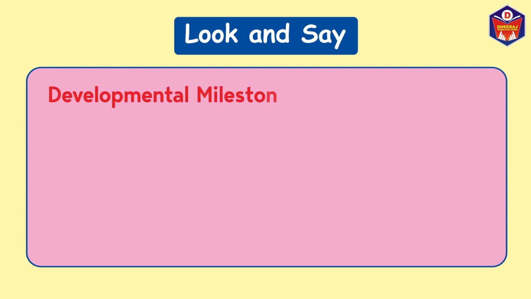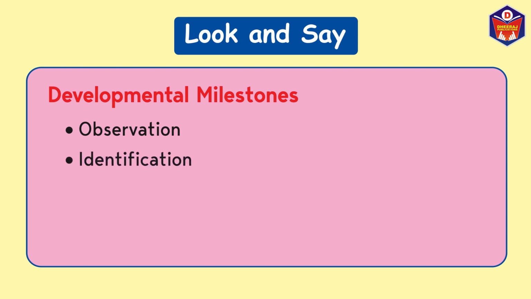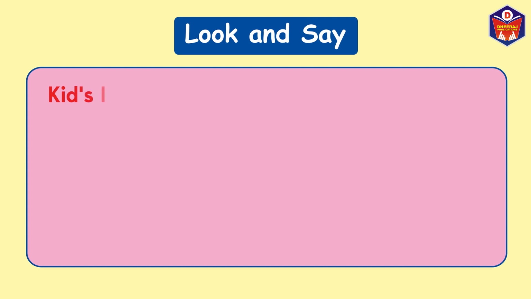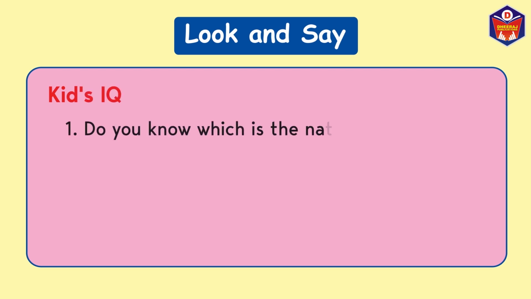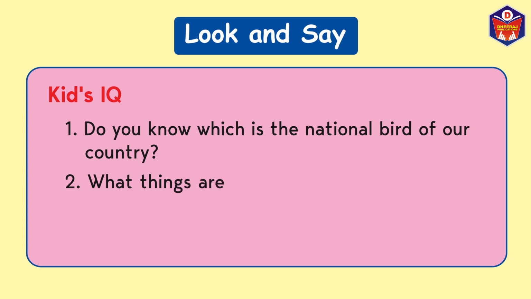Developmental milestones. Observation, identification, association. Kids IQ. Question 1. Do you know which is the national bird of our country? Question 2. What things are there in your bag?